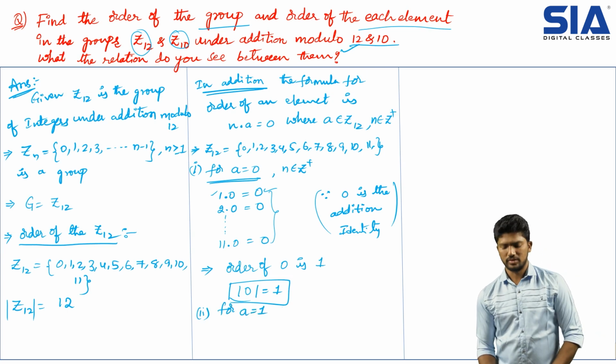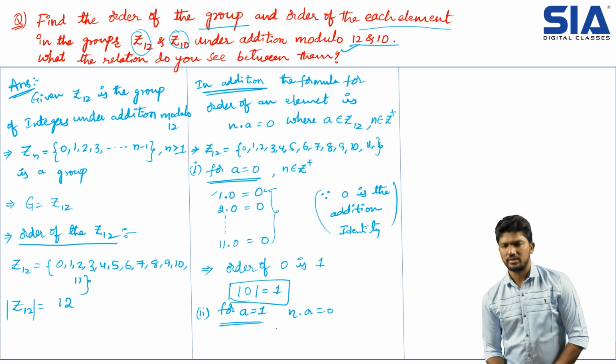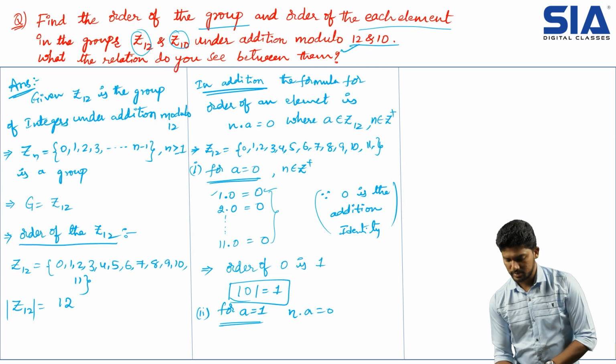For a is equal to 1. I am writing the formula n into a is equal to 0, where a belongs to Z suffix 12 and n is a positive integer. Now substitute the values.